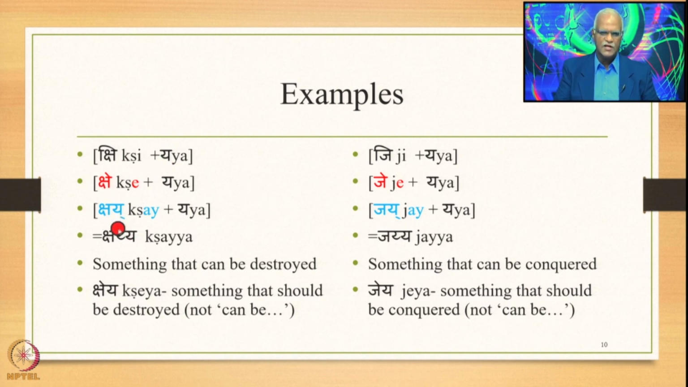And so we have Kshaya plus y, Kshaya, something that can be slain or that can be destroyed, as opposed to Kshaya, which means something that should be destroyed and not something that can be destroyed. So the derivation process ordinarily would stop at this stage, kshe plus ya. There is no sutra prescribing this a to be substituted by aya.